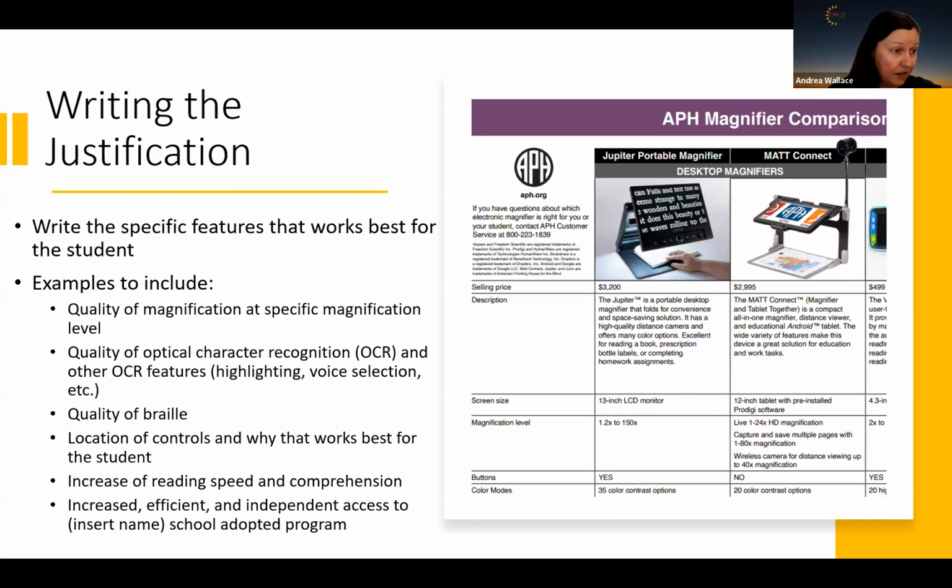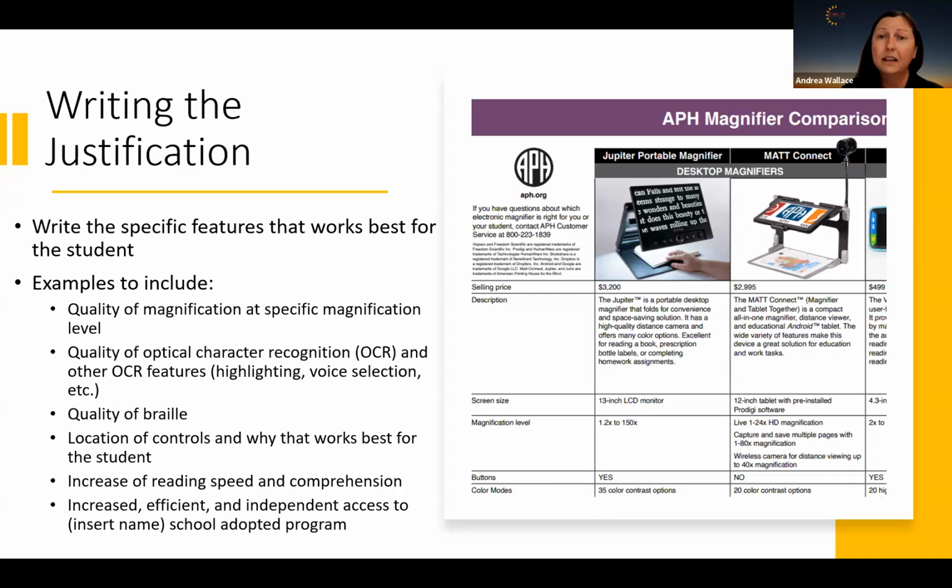Let's see. So I think we covered what you should look at as far as features for video magnifiers. And then of course, quality of braille, like we were discussing on the other slide. That's important to note too. The size, the length of the braille cells, how many are there? The positioning of the keyboard on the braille display. So those types of things.